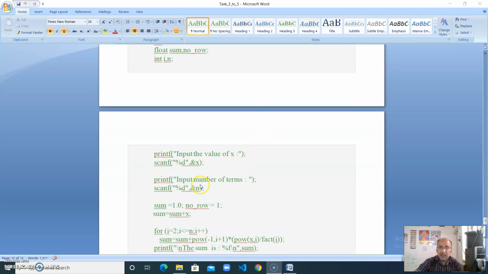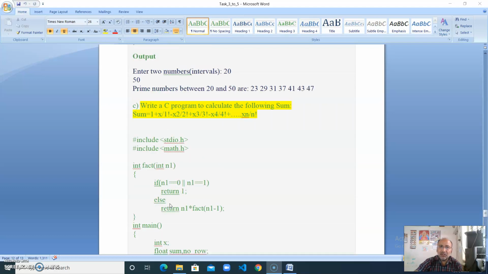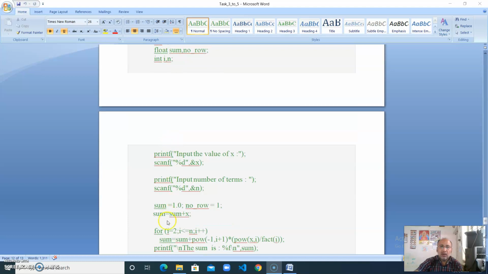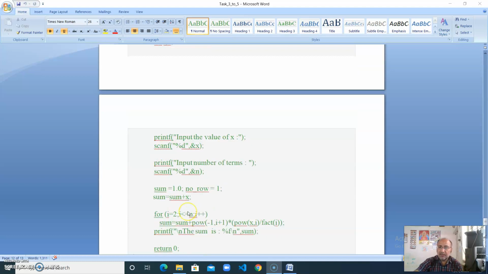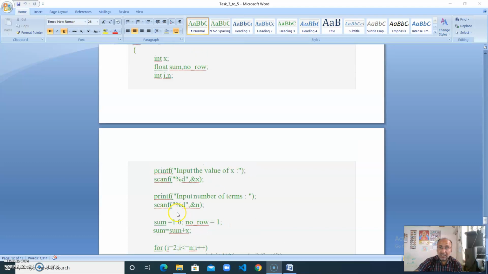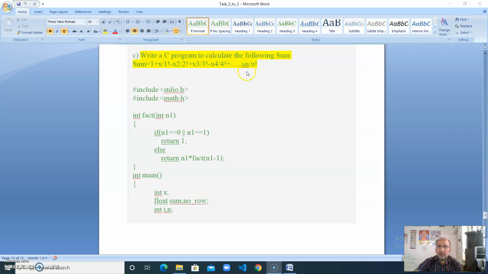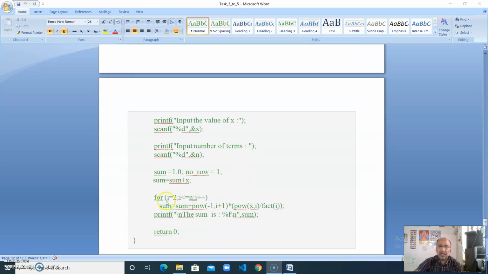Is it fine? Now, initially I took sum equals 1.0. Why did I take that? Initially 1 is there. After that, x by 1 factorial, which means the same number will come. Now, sum equals sum plus x. That is fine. For the next numbers after this, the second, third, fourth, fifth terms, I took for i equals 2, i less than or equal to n, i plus plus. Is it fine?